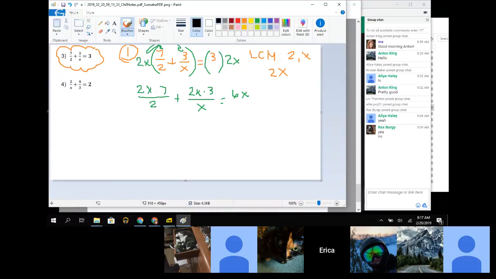Okay, so now what I notice is, by multiplying by this least common multiple, I get to cross out a 2 and 2 here, and an x here, and I'm left with 7x plus 6 equals 6x, right? If I subtract 7x from both sides, I get 6 equals -x, or x equals -6. Okay, so I've solved it. Yay, right?